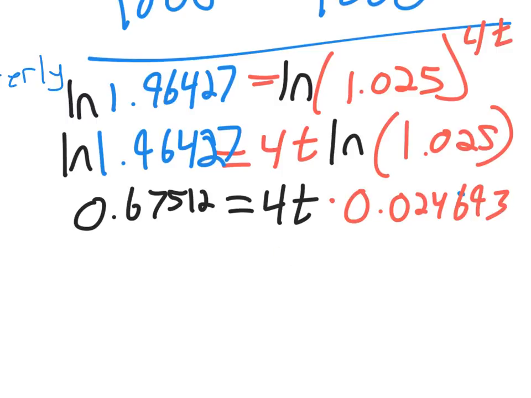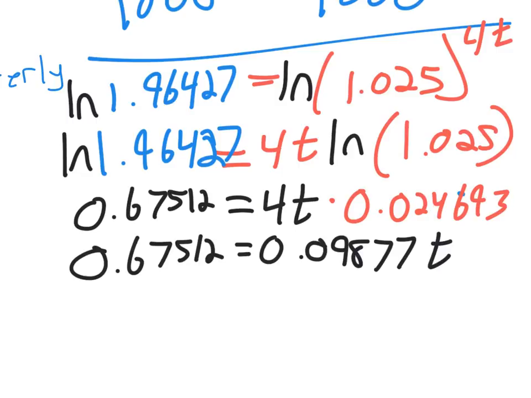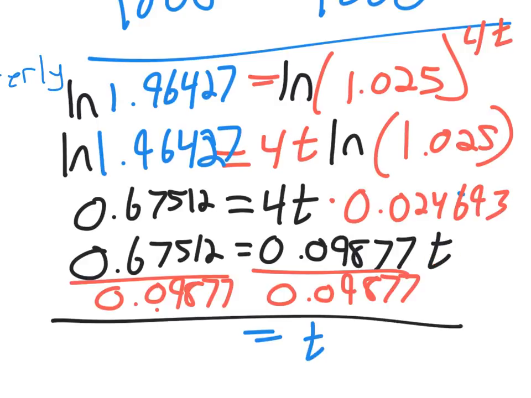So my goal is still to get t by itself, and this is 4 times t times this. Order of operations says, your old properties in mathematics say that it doesn't matter which order you multiply things in. So let's do 4 times this. And now, to get t by itself, that's 0.09877 times t. To get t by itself, divide both sides by 0.09877. Okay, so in my calculator, when I divide that, I get roughly 6.848. So just about 7 years, you'll have the money you wanted.